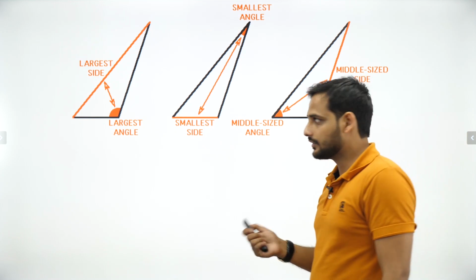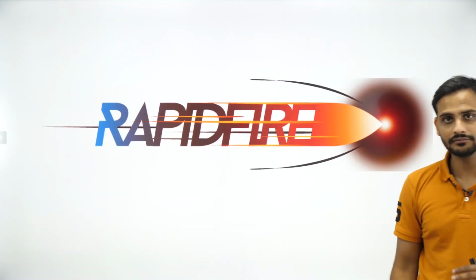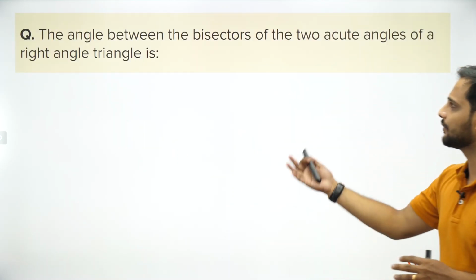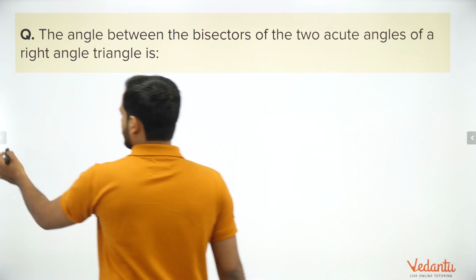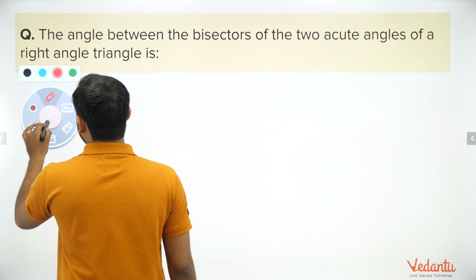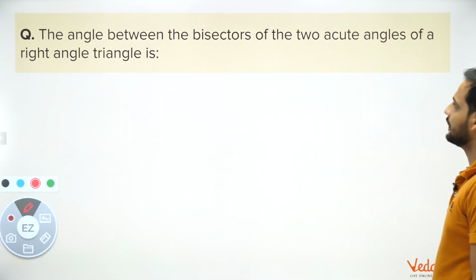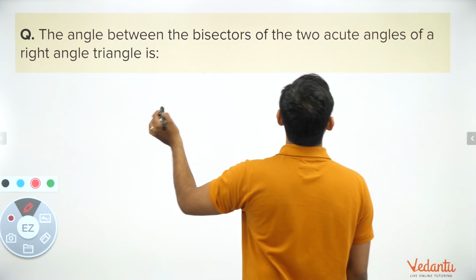Okay, so these are the topics which you have to remember, keep in your head, and then start solving a question. Now I'm just giving you one question to show how you apply this knowledge. Let us say the question is: what is the angle between the bisectors of the two acute angles of a right angle triangle?